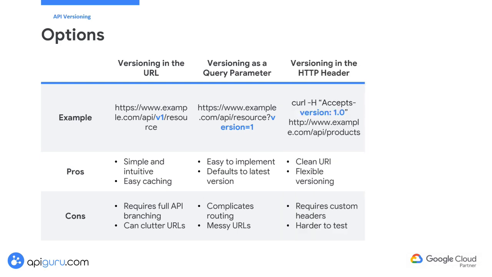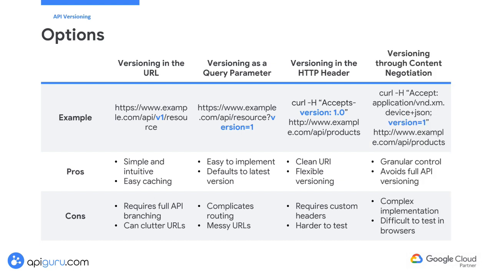Including the version number in the HTTP header keeps the URL clean and avoids clutter. However, it requires clients to send custom headers, which might not be as user-friendly for testing and exploration. Versioning through content negotiation. This method allows clients to specify the version they want through content negotiation, offering granular control over versioning by versioning individual resource representations rather than the entire API. While flexible, it can be complex to implement and test and may pose challenges for API exploration using standard browsers.